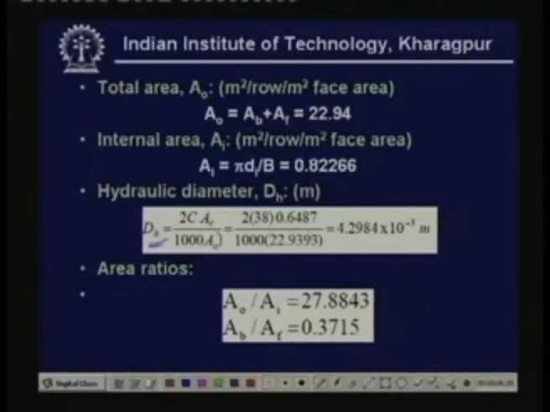If you substitute everything here, this should be 22.94. I have rounded it off, it is actually 22.9393, but I rounded it off to 22.94. So you find that the hydraulic diameter is 4.2984 into 10 to the power of minus 3 meters, and we also need these area ratios for calculating the overall heat transfer coefficient. The area ratio A naught by AI, the total area divided by the internal area, works out to be 27.8843, and AB by AF, the bare tube area divided by fin area, is 0.3715.